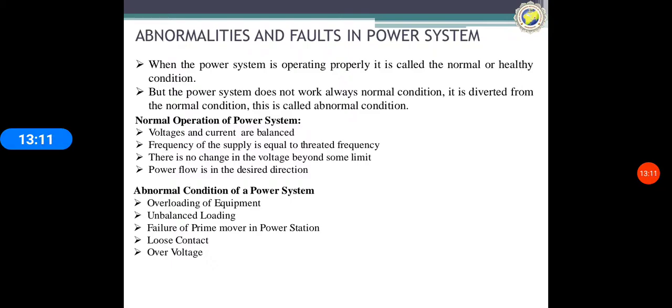And the last one is the over voltage surge. So what is an over voltage surge?